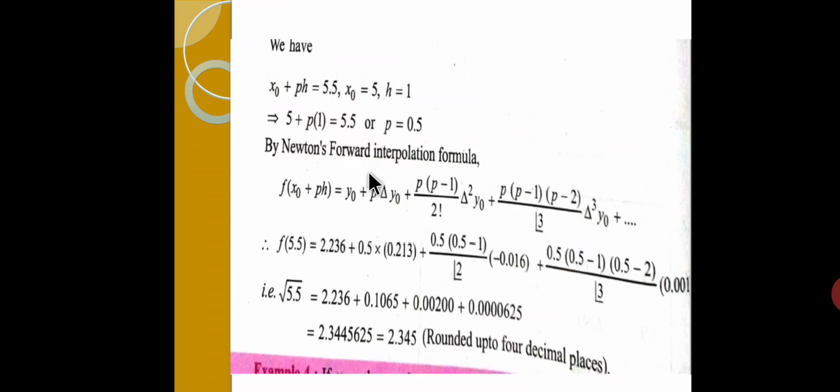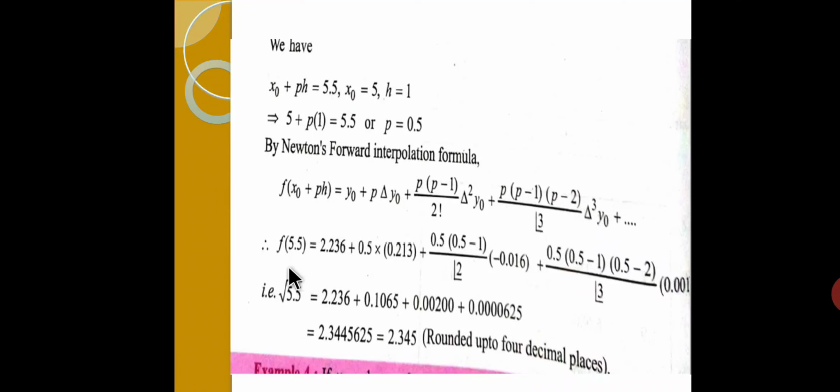By Newton's forward interpolation formula, y is equal to f of x is y naught plus p delta y naught plus p into p minus 1 by 2 factorial delta square y naught plus p into p minus 1 into p minus 2 by 3 factorial delta cube y naught and so on. Our last value is delta cube y naught from the table, so up to that we apply the formula. We substitute y naught, delta y naught, delta square y naught and delta cube y naught from the table.